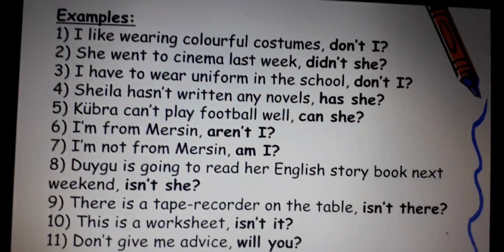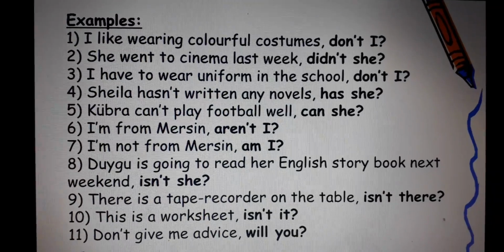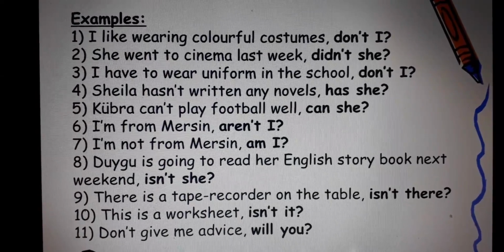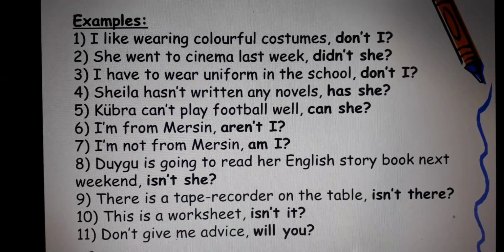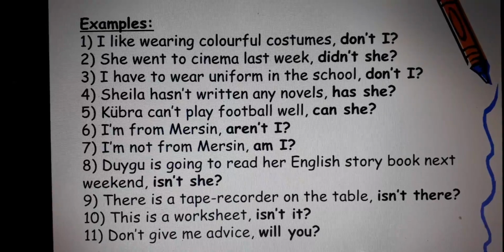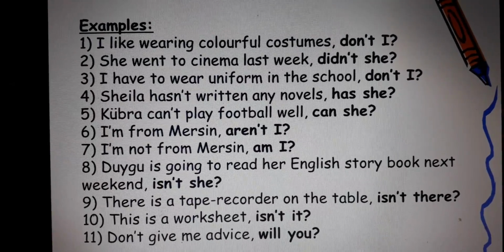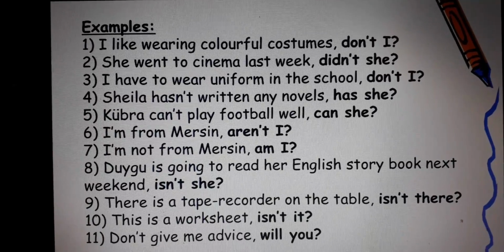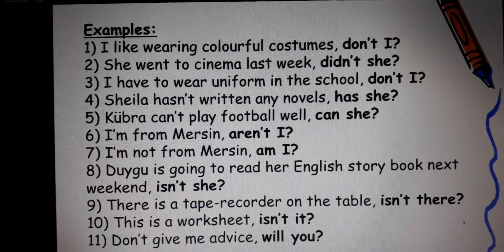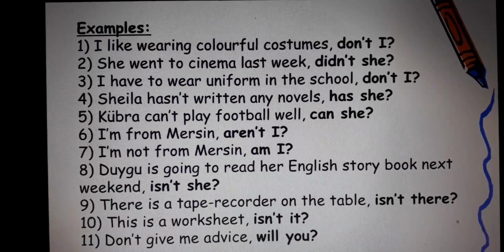Yes, I like wearing colorful costumes. Now here, no helping verb is there in the first sentence. What question tag will you provide? You will identify the tense of the sentence. It is present tense. I is an exception. Being singular, we are going to use do here. Positive sentence, so we provide a negative question tag. It will be written as don't I?